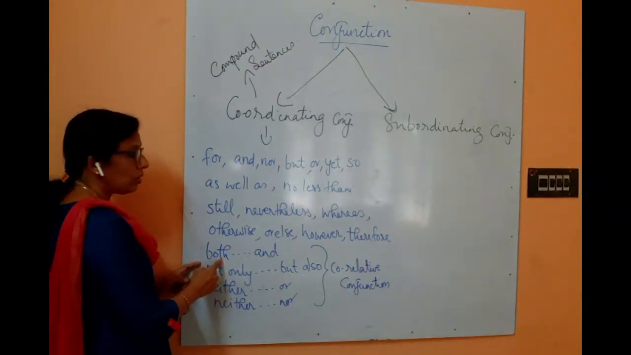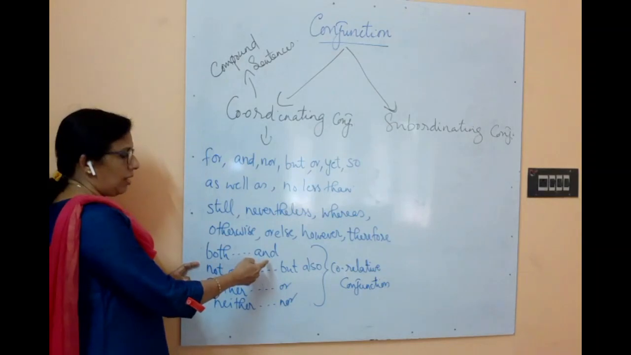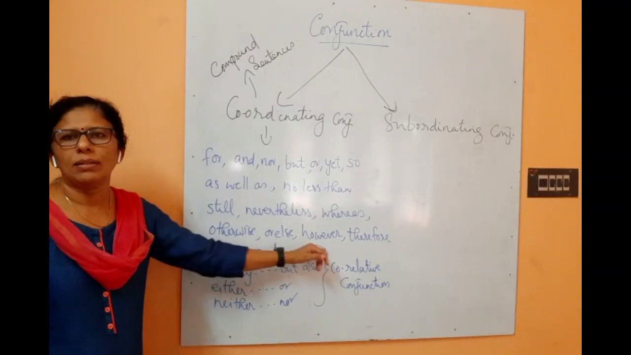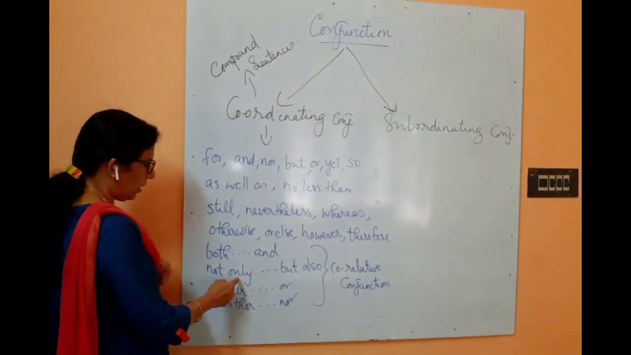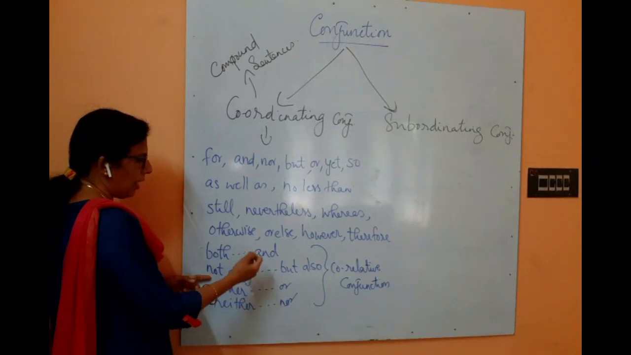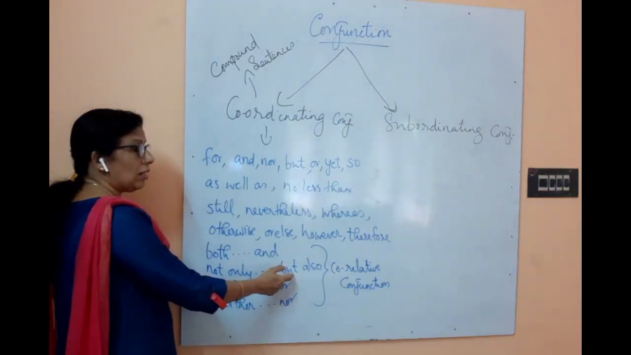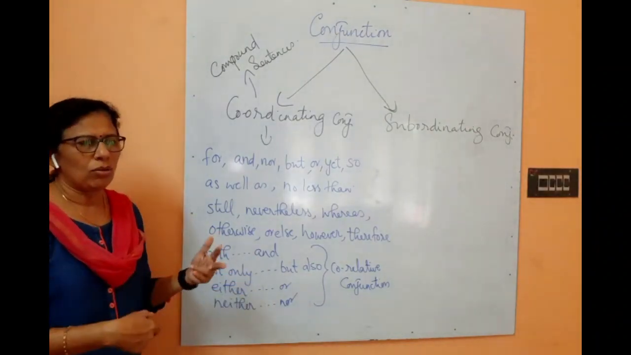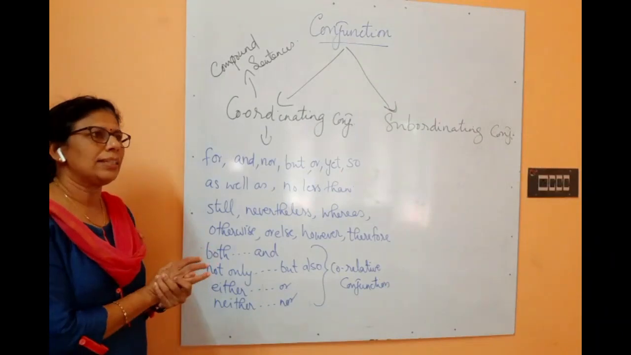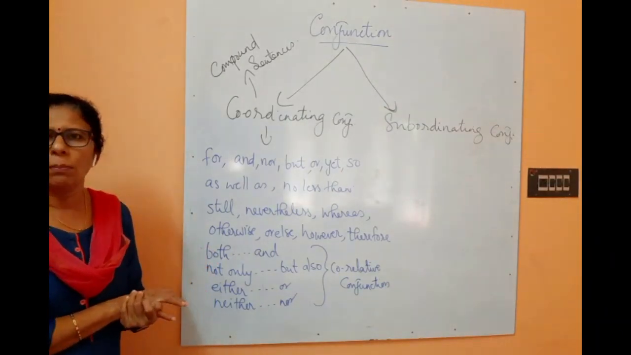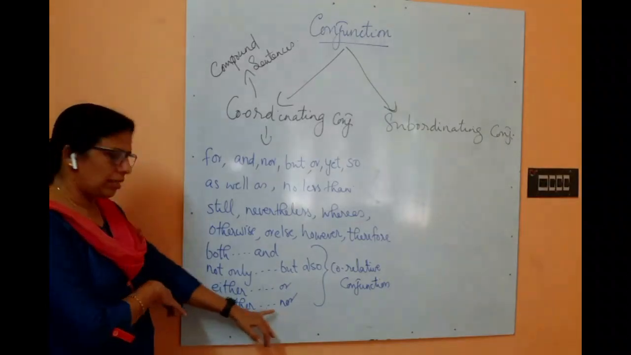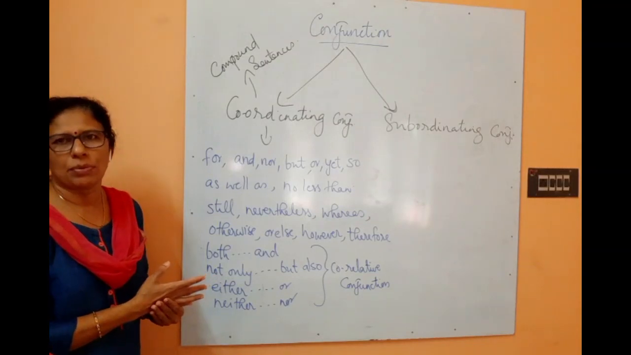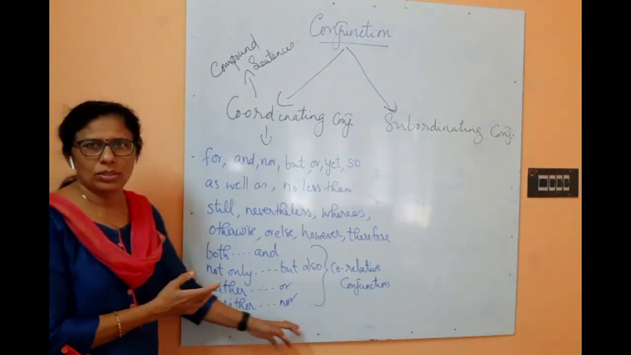He is both a singer and a musician. He is not only an actor but also a good director. Either you have to go to the film, or we'll either go for a film or to the park. Also say neither the principal nor the teachers are present. Neither the principal nor the teachers are present.